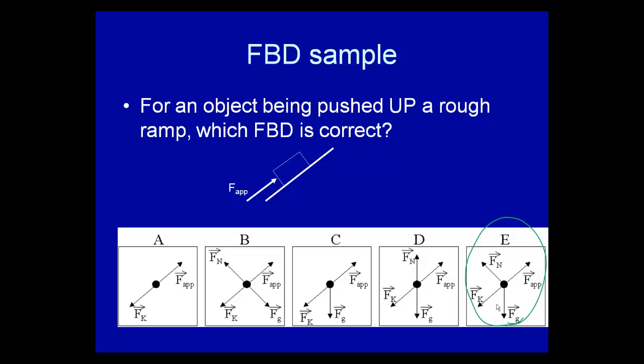Whoops, you can see the answer. For an object being pushed up a rough incline, which free body diagram is correct? Well, obviously you can see E is correct. You know the force applied is up. Fg acts straight down. Fn acts out of the plane perpendicular to it. And since you're trying to push it up, friction is going to act in the opposite direction. All of the rest of them have either not enough vectors or not correct vectors, so E is the best answer.